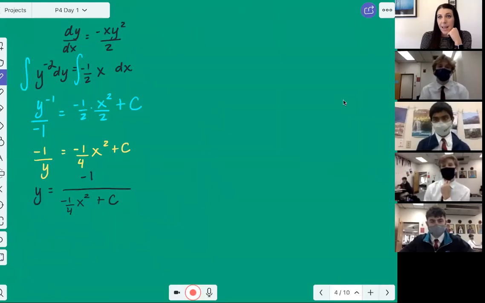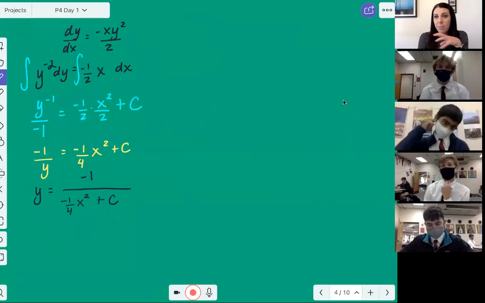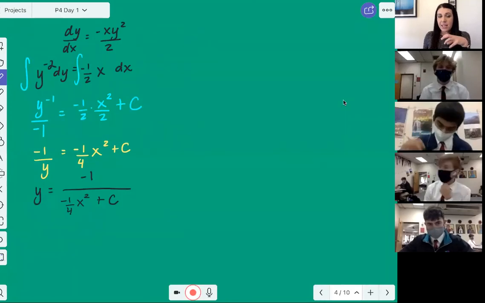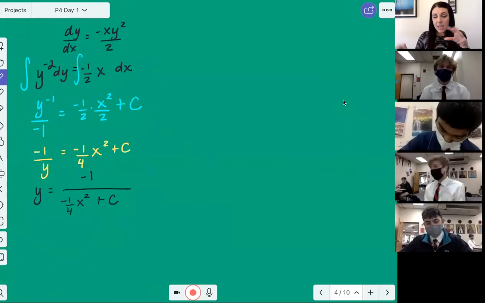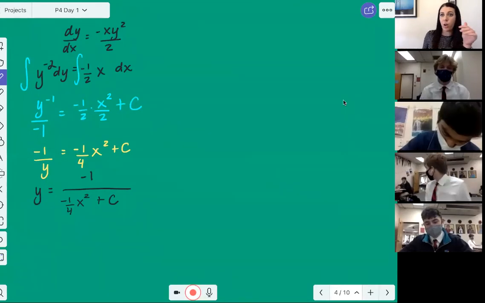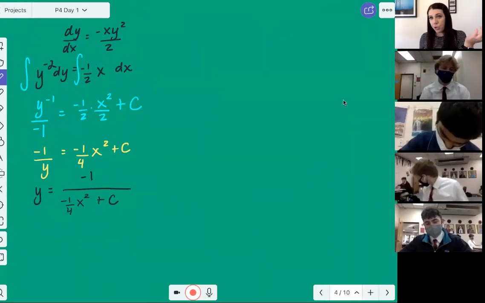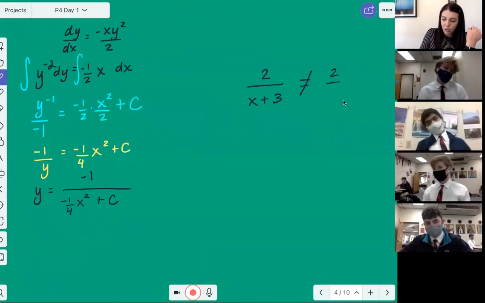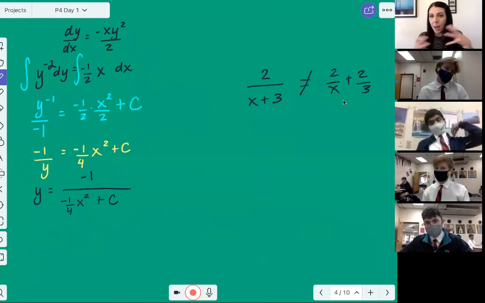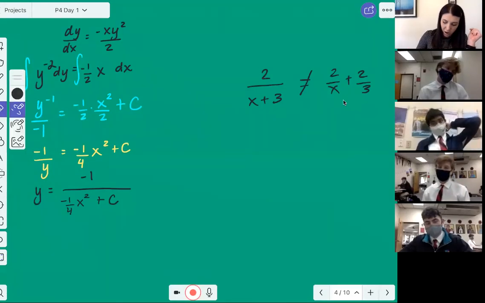Now, common mistakes from here. Students think that they can split up the denominator. Like they think it's the same as having negative 1 over negative 1/4 x squared plus a separate fraction, negative 1 over c, which is not true. You can't break up a denominator like that. Like if I give you 2 over x plus 3, that is not the same as 2 over x plus 2 over 3. So I cannot break up a denominator. The c needs to stay in the denominator where it is right now.